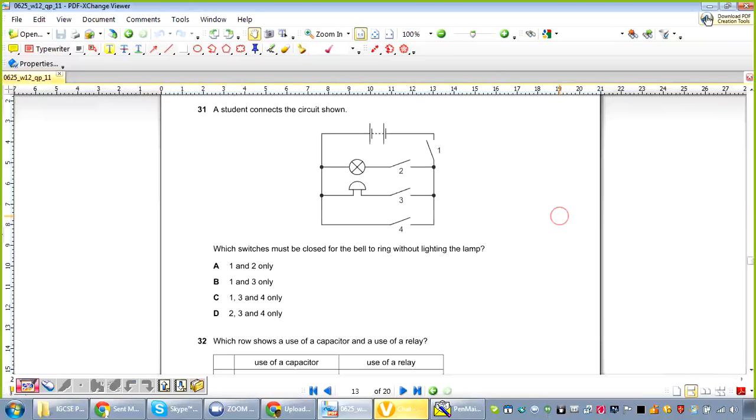1 and 3 only. One, obviously, without that current cannot pass. That's right.